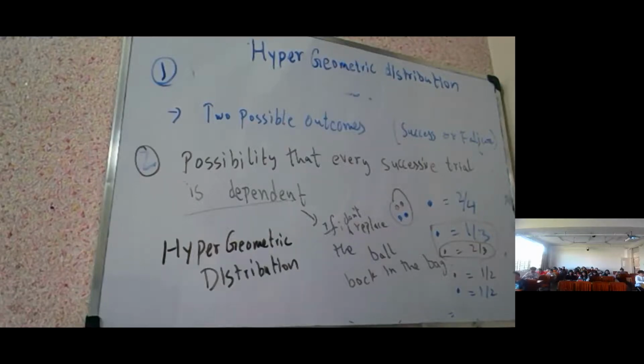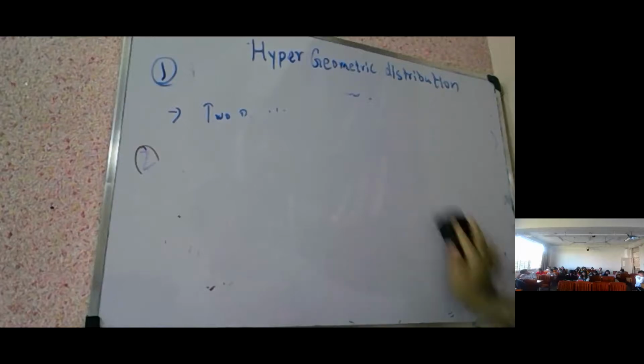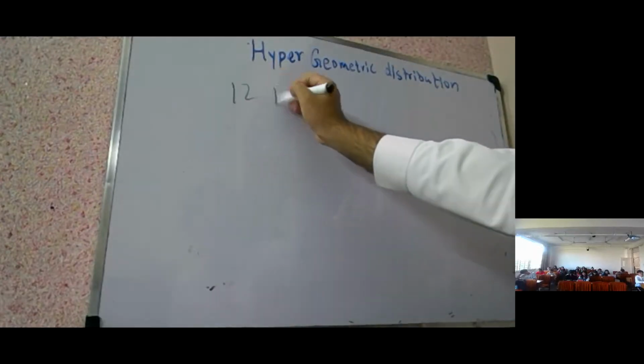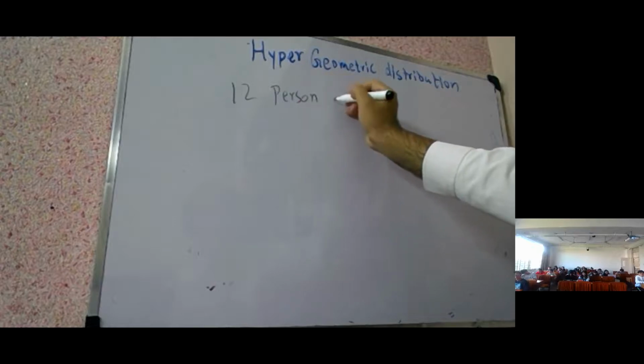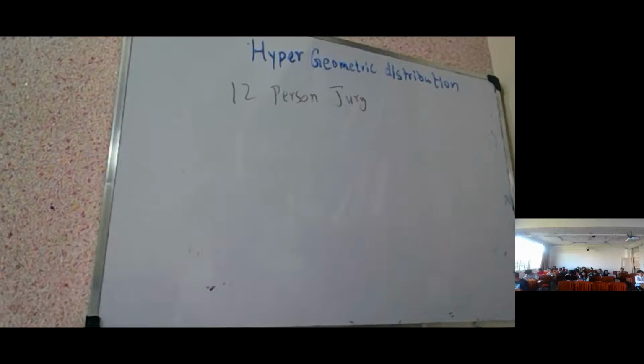So now you understood the hypergeometric distribution. Now let's take an example. Remember, in hypergeometric, we don't replace the event. Let's say that I have to select a 12-person jury. What is a jury? A jury is a team of people which can decide whether anyone is guilty or not in a courtyard.